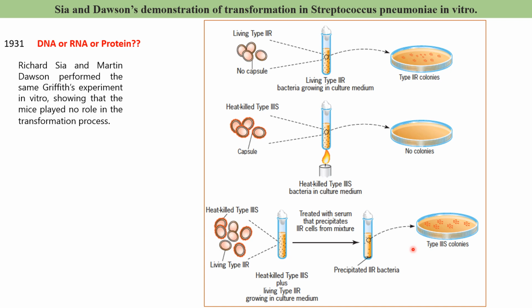So now it was validated that although S type was heat killed, and its polysaccharide coat got destroyed, its genetic material was intact, which was taken up by the living R type, which earlier Griffith called the transformation, and mice had actually no role in this process. So that's all for this experiment.